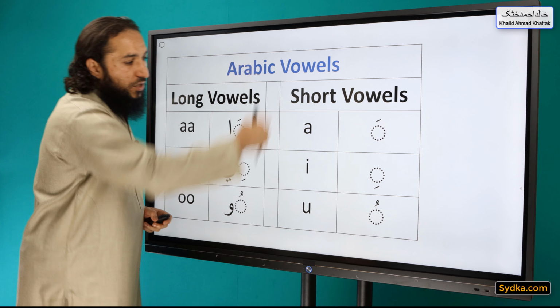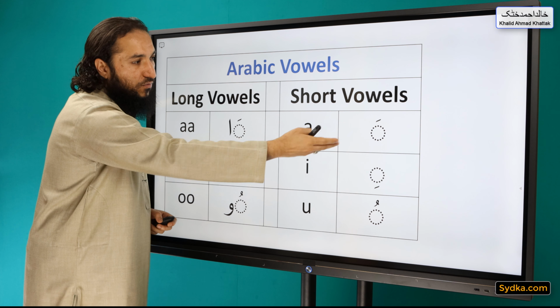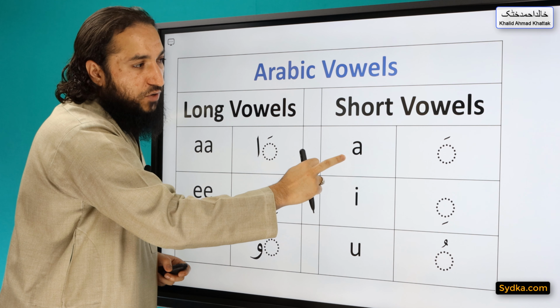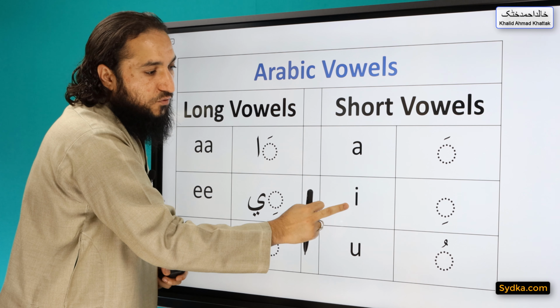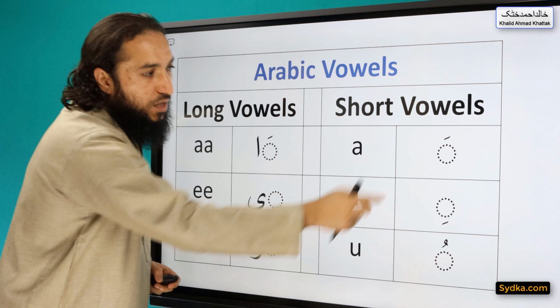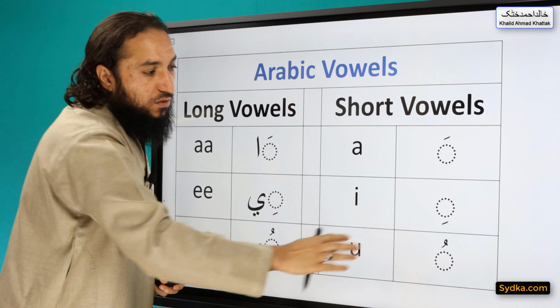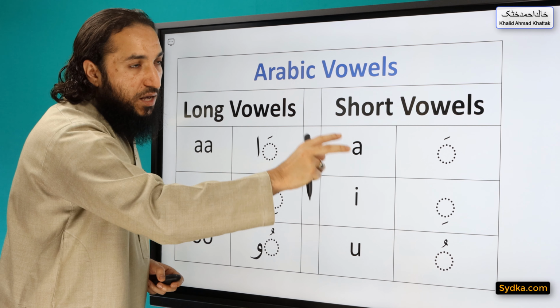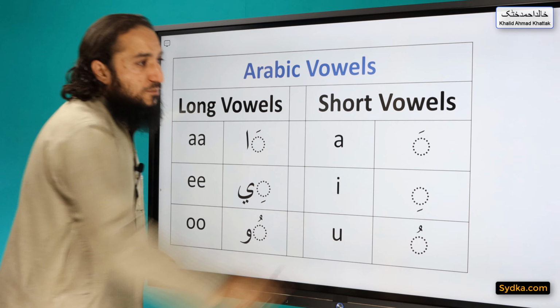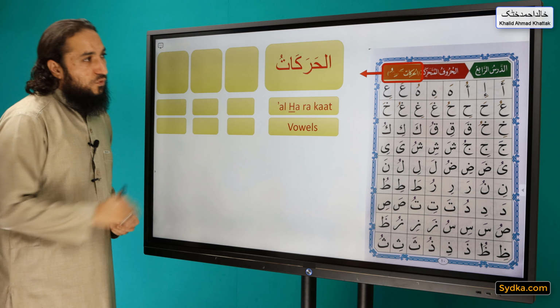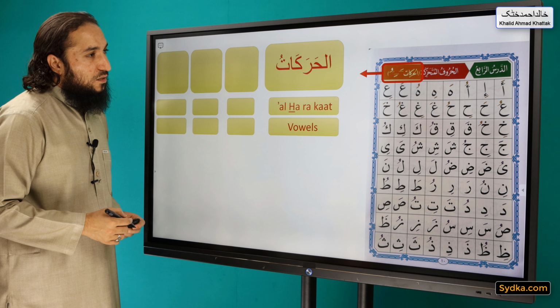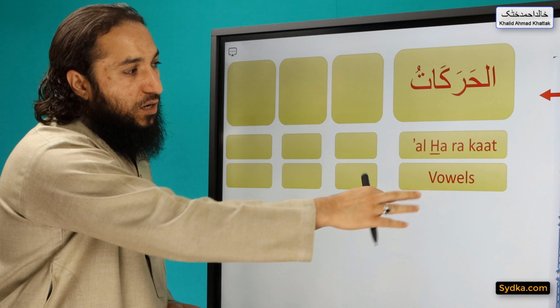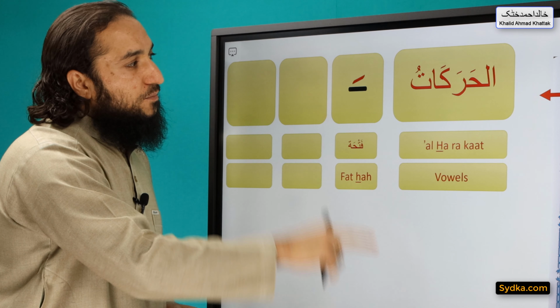So we will be studying these short vowels. That's fatha, we use A for it, kasra, we use I for it, and dhamma, we use U for it. And these circles, they don't have any meaning here. It just means you replace any letter with these circles. So if we go further in detail, al-harakat here means vowels.